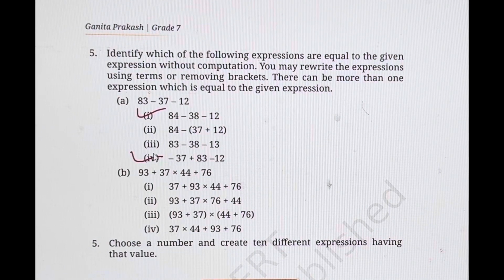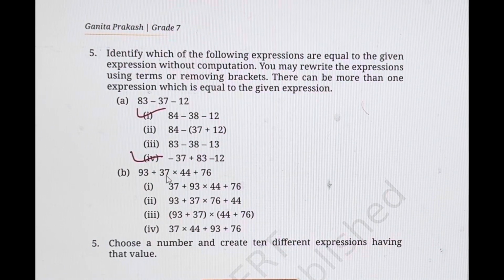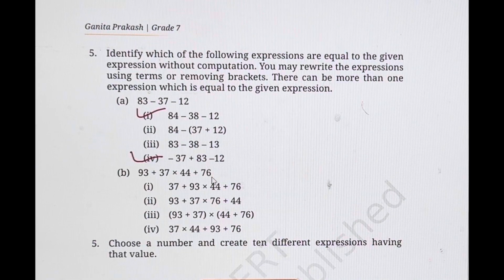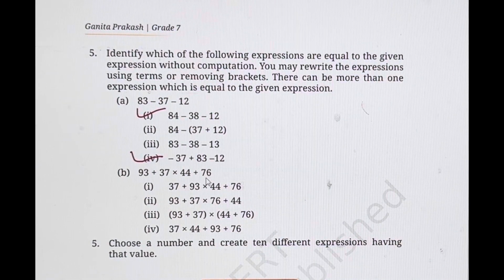Question number 5b, 93 plus 37 into 44 plus 76. That's the question. So here if we see the first one, 37 plus 93 into 44. Now whatever is multiplied, that numbers are changed, so it cannot be same. Now in second one, 37 into 44 it is, they have kept 76. So again that is not same. You can't change those numbers. Third one, 93 plus 37 into 44 plus 76. So again, this combination is wrong.